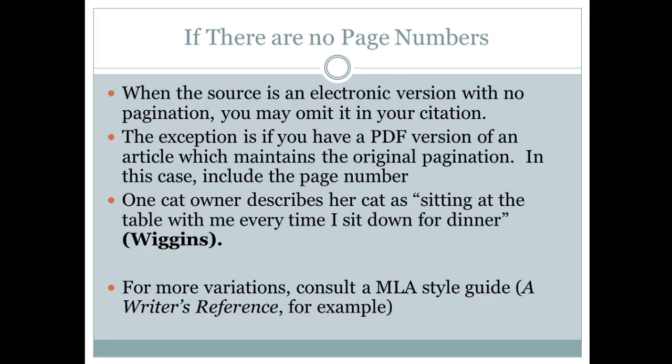Another really common deviation is sometimes you don't have a page number. A lot of your references or a lot of your sources these days are going to be electronic. If there's no page number, it's even easier than if you don't have the author. If you don't have a page number, you just skip it.